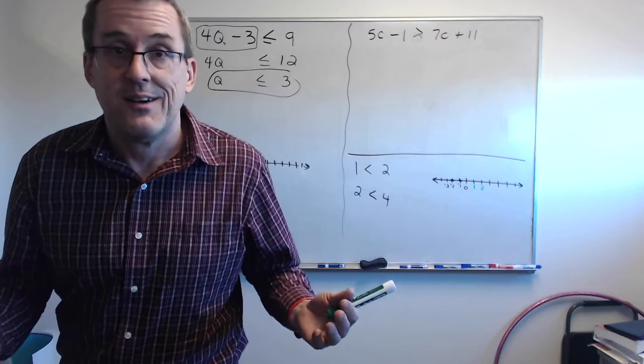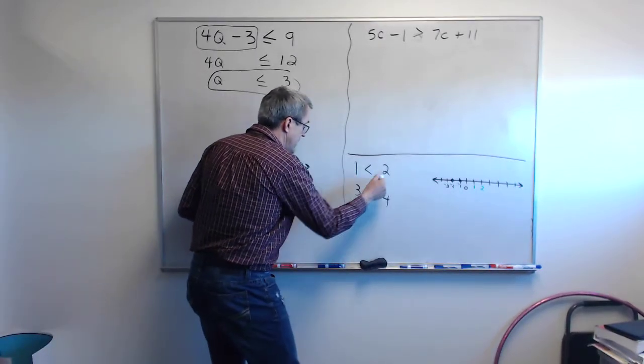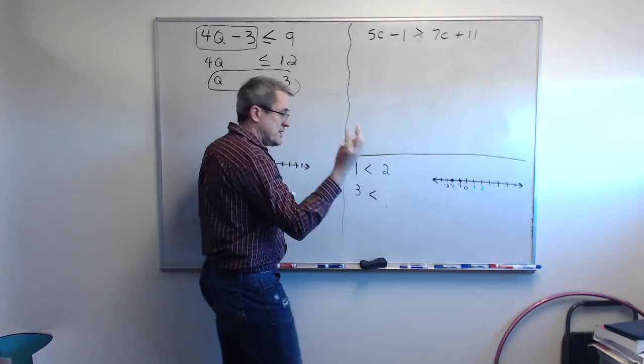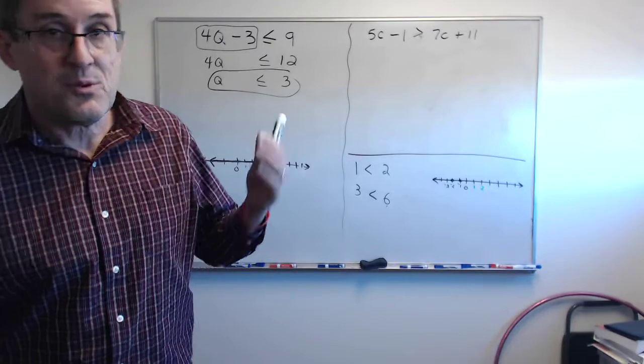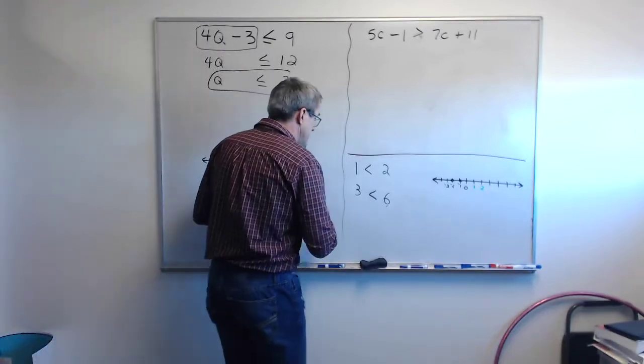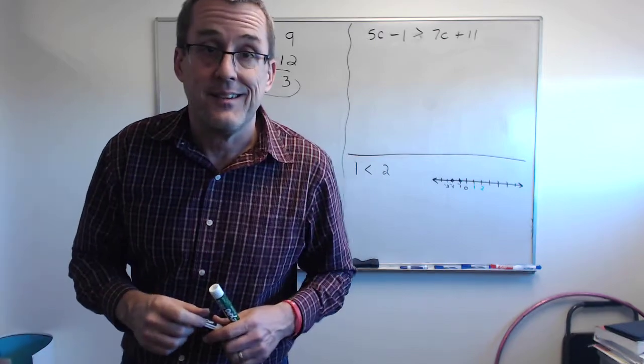2 is still less than 4. Triple 1, triple 2, 2, 4, 6. 3 is still less than 6. So as long as you double, triple, quadruple, whatever you want to do, you're still going to get a true statement.